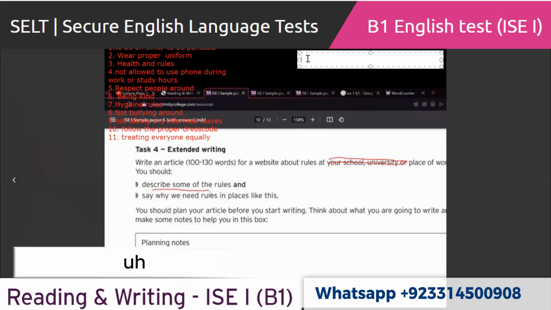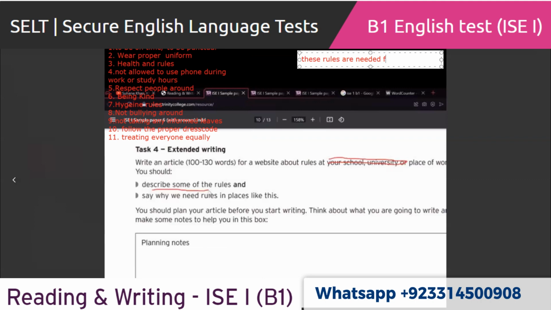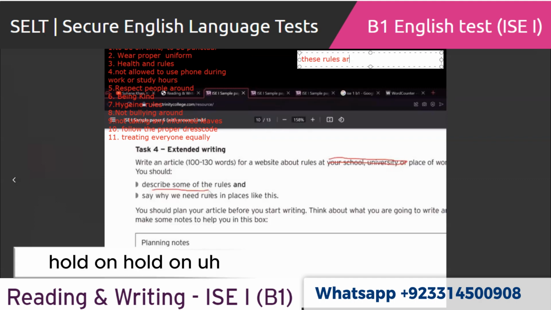Secondly, we need rules because... Secondly, I want to say why we need rules in places. These rules are needed for... I'm just writing that for reference. Say why we need rules in places like this. So, for example, after the semicolon, we start writing: for a peaceful environment, for maintaining discipline. Yes, thank you. For a peaceful environment.